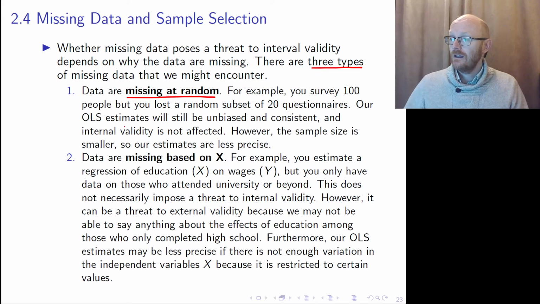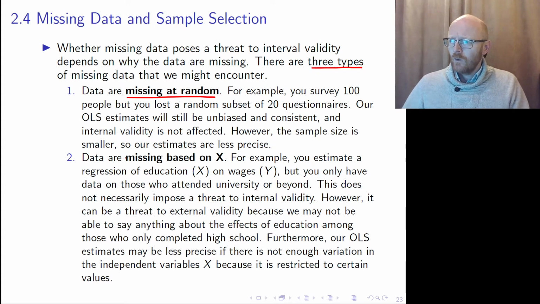And the OLS estimates of the betas will be unbiased and consistent, and the internal validity is unaffected. But because the sample size is lower, you will have wider confidence intervals. So you will be less certain as to where the true values of the betas actually are.